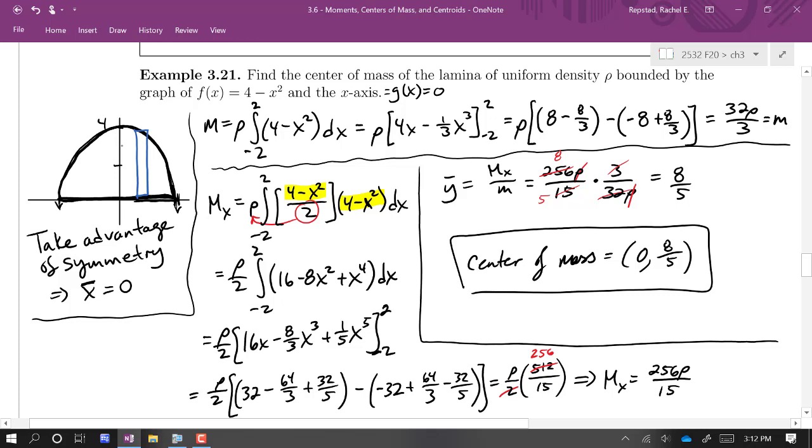So going over here on the figure, kind of mark out the y-axis here. 8/5 is like 1.6, so it's not quite as far as 2. It's definitely less than halfway up. Now that makes sense, that the center of mass should be less than halfway up.